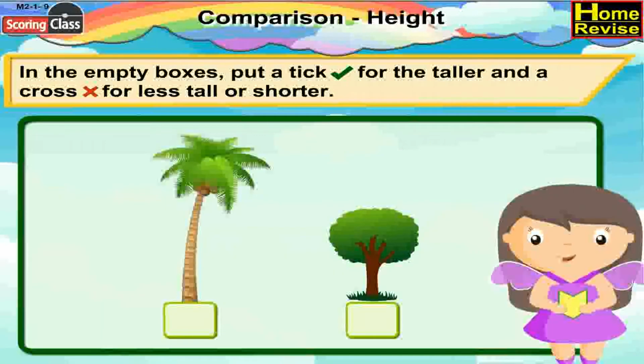Here are two kinds of trees. Now first tree is tall, so put a tick for that. And the second tree, you're right, is short, so put a cross for that.